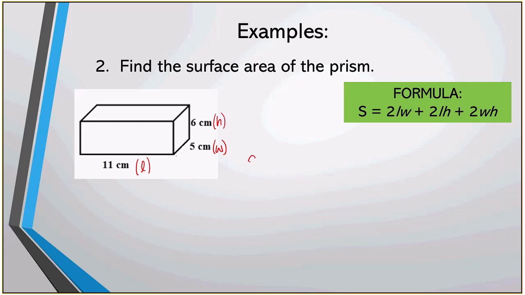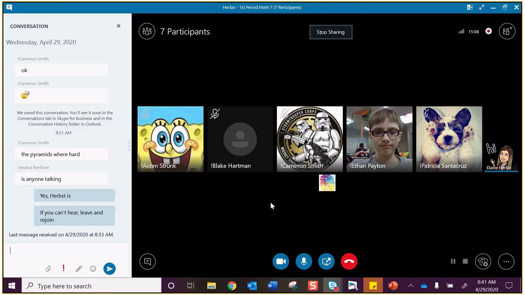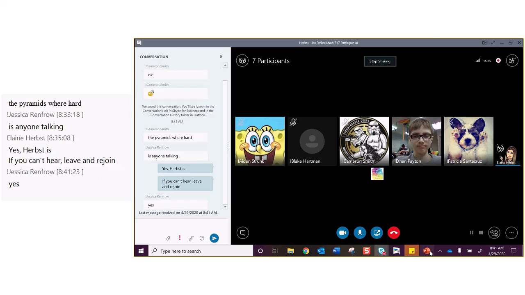So surface area equals, if you want to maybe jot down that prism really quickly, I'll wait just a minute for you to draw it and label it. While I wait, yeah, we'll wait. I'll see if Jessica was able to get back in. Yeah, she is back in. Can you hear Jessica? Maybe not. Oh, yep, she can. Cool. All right, right on.